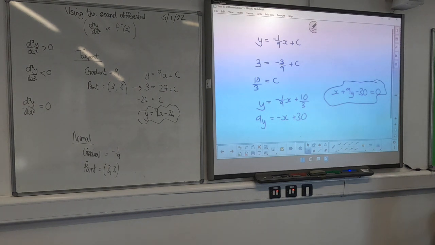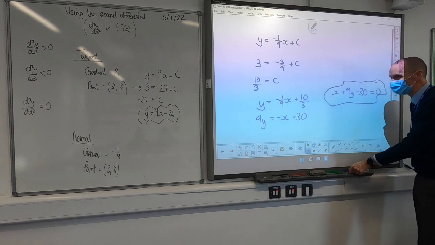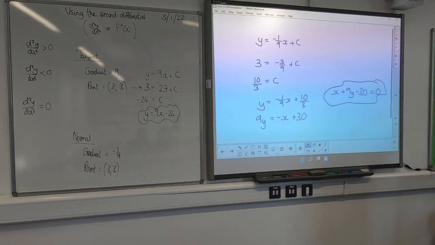So we had a differentiation question that led into a tangent and a normal. I mean, you're unlikely to get a question where you're asked to find the tangent and the normal, but there we go. So I mean, that's all rusty perhaps, but hopefully there was nothing too new there.